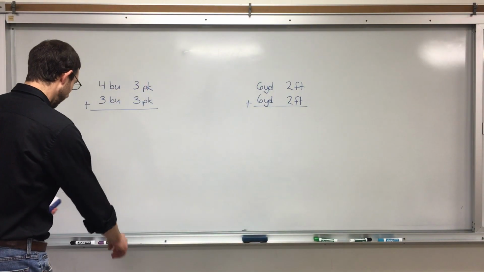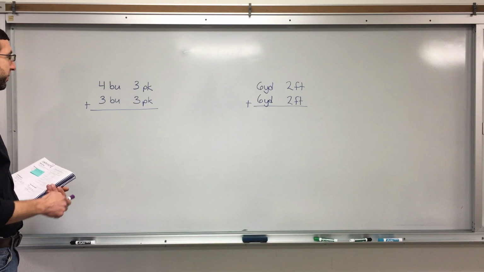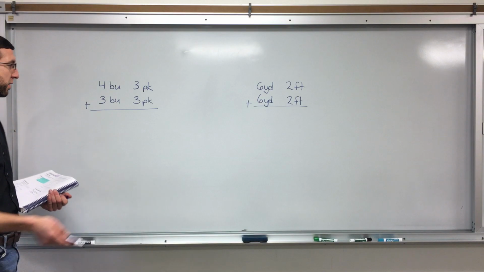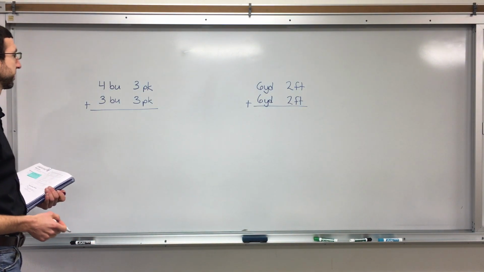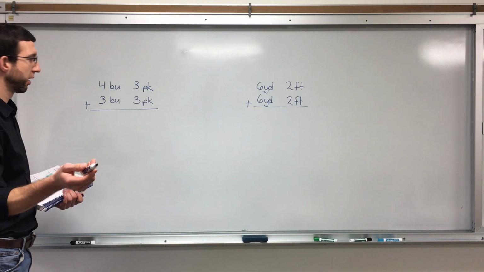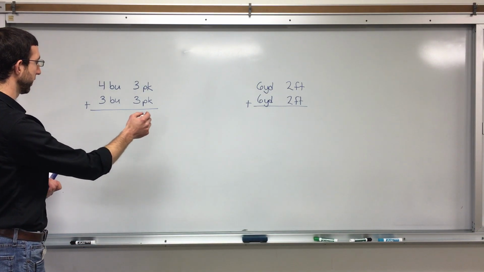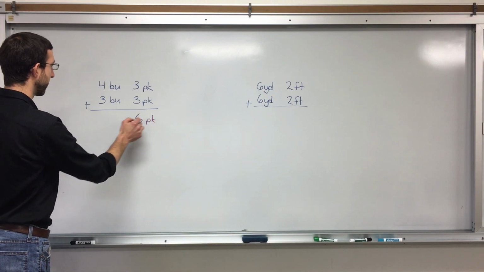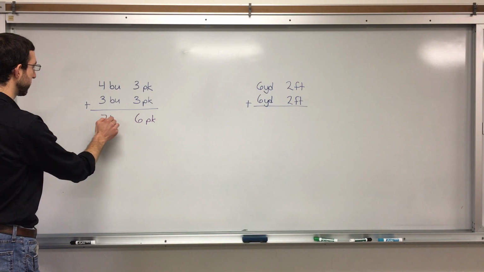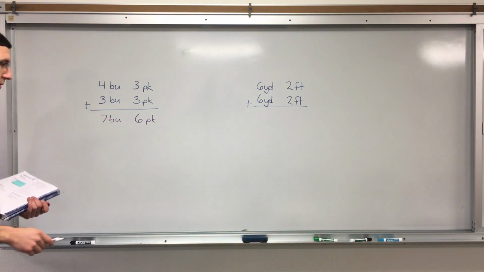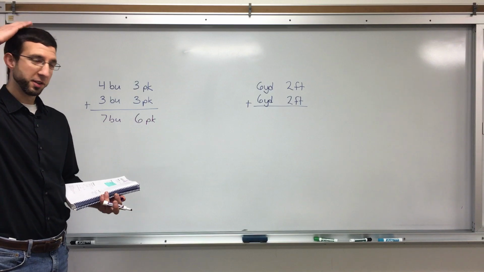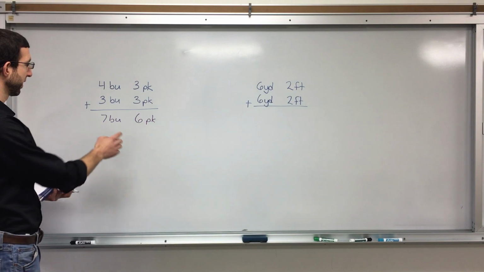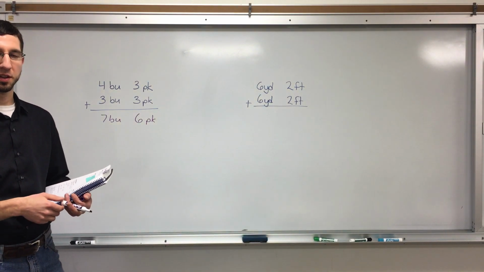This happens when you have problems with compound measures, like 4 bushels and 3 pecks, plus 3 bushels and 3 pecks. If you were to solve this problem, you come up with an answer that looks like this: 7 bushels and 6 pecks. Now, if you use your hardware, you'll see that there's something wrong with that.